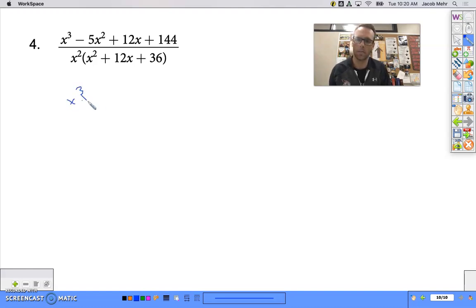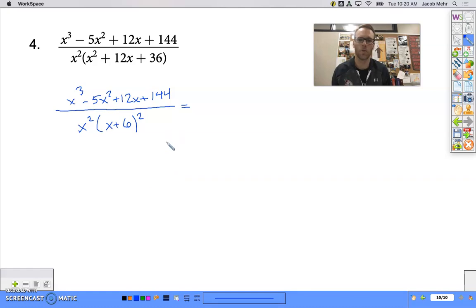We've got x cubed minus 5x squared plus 12x plus 144 in the numerator. But let's take a look at the denominator. We've got x squared times x squared plus 12x plus 36. And we should recognize that would factor to be x plus 6 squared.